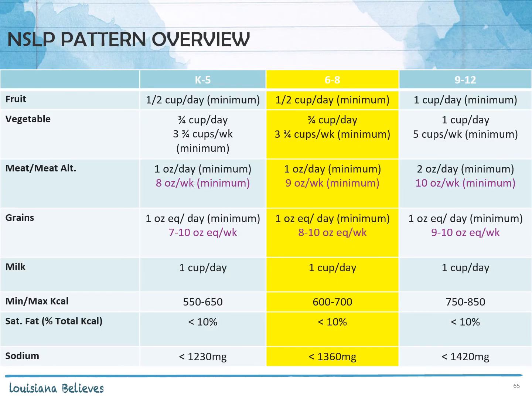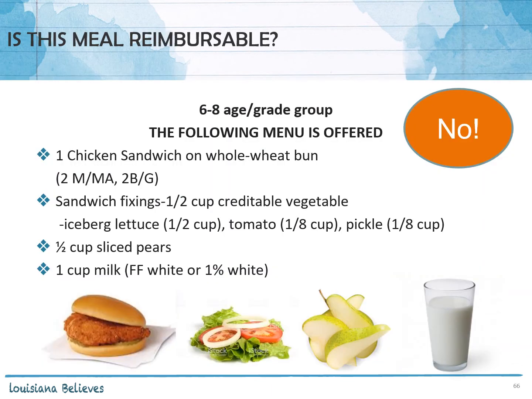Let's look at the 6 to 8 age grade group. This lunch meal is not reimbursable. It only provides a half cup of vegetable when 3/4 cup is needed.